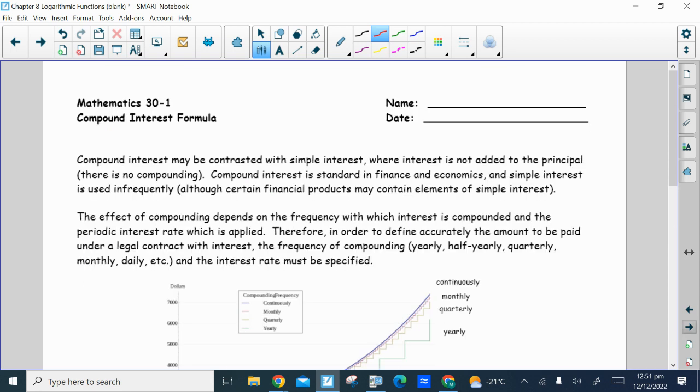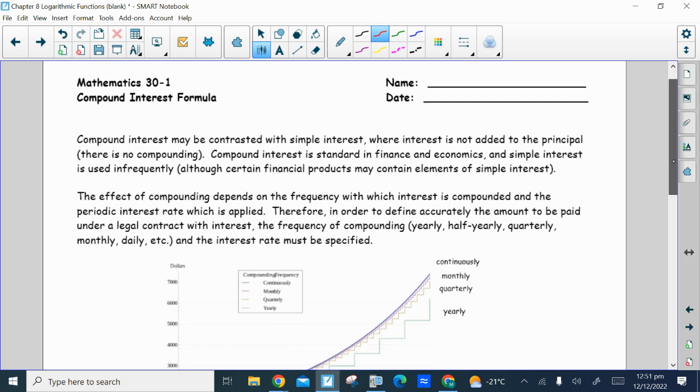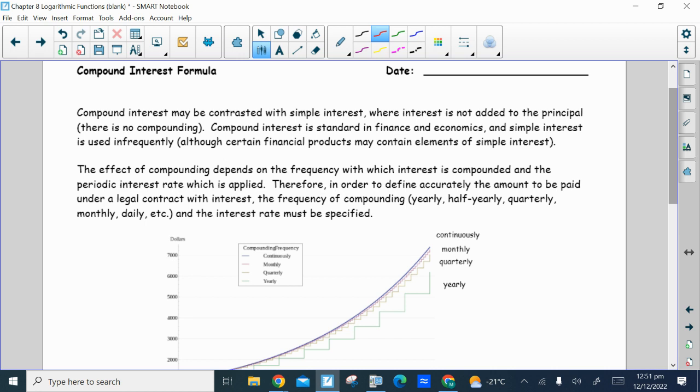So let's go ahead and look at some questions involving compound interest. It's different than simple interest, because with simple interest, the interest is just calculated once at the end, whereas with compound interest, the interest is calculated at regular intervals, and the interest is added to the principal. Compound interest is standard in finance and economics. Simple interest is used more infrequently, I should say, although certain financial products may contain elements of simple interest. The effects of compounding depend on the frequency with which interest is compounded, as well as the periodic interest rate which is applied. In order to define accurately the amount to be paid under a legal contract with interest, the frequency of compounding, whether it's yearly, half-yearly, quarterly, monthly, daily, etc., and the interest rate must be specified.